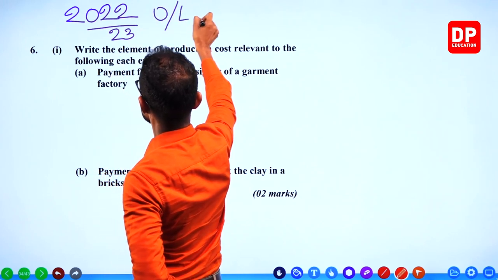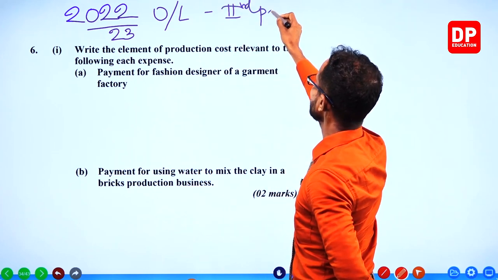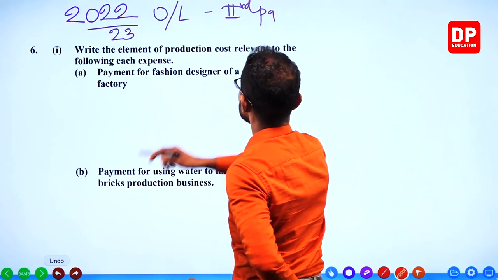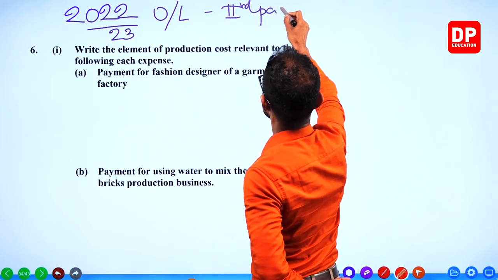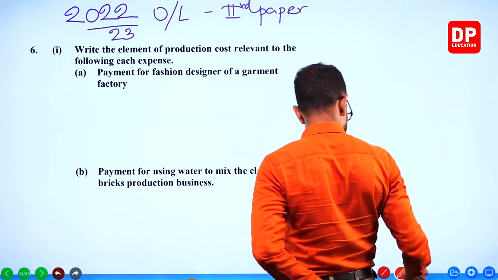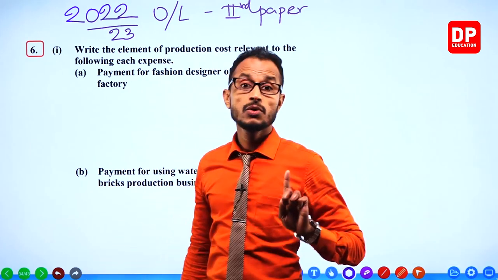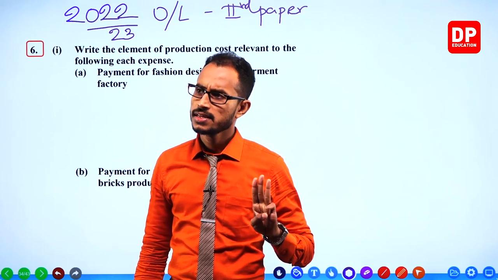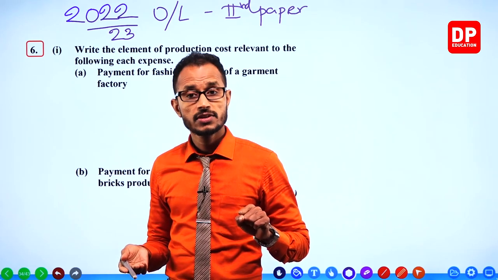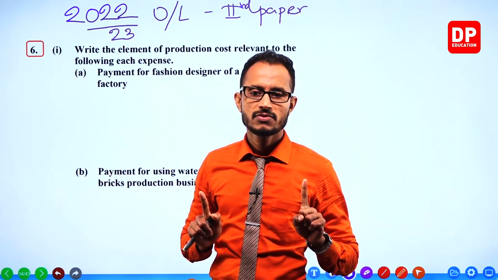22, 23 O-level paper. This is the second paper, guys. You know that, right? And the sixth question. Which means we have done the first question in the first video, then the second and third in the second video, fourth and fifth in the third video.